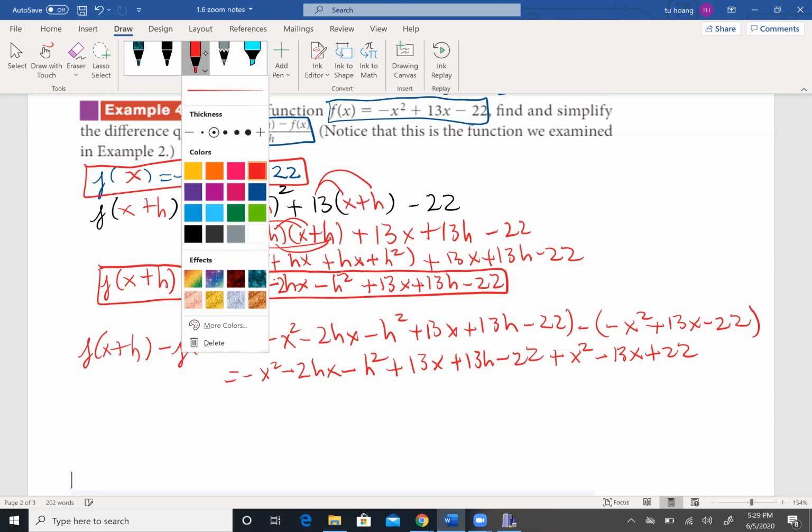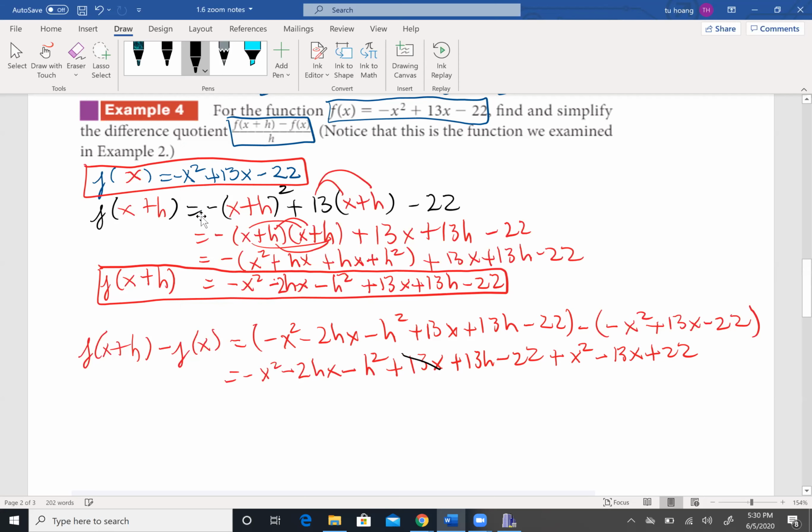So now it's time to combine like terms. I have positive 13x and negative 13x, gone. I have negative 22 and positive 22, gone. I have negative x squared and positive x squared, gone. Okay, I think that is enough to simplify. So I'm going to get negative 2xh minus h squared plus 13h.